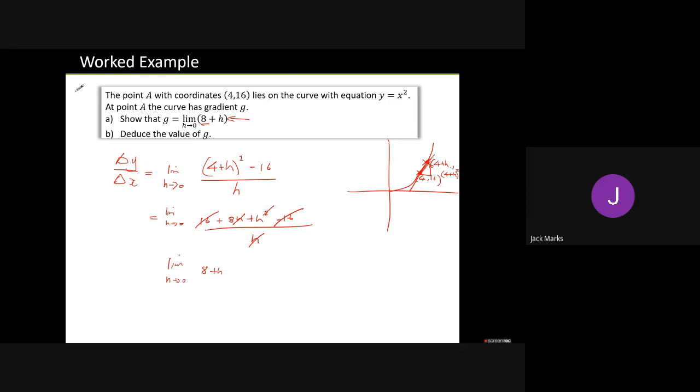Show that g equals this expression. g is just a letter they've given this equation. Deduce the value of g. Well, as h goes to 0, this part here will disappear. So for part b, it's just 8. The gradient at that point will be 8 if you drew a tangent exactly at that point. You've done something similar to this at GCSE, when you had to draw a tangent and then use difference in y over difference in x. It's the same thing, but we're just doing it a bit more rigorously.